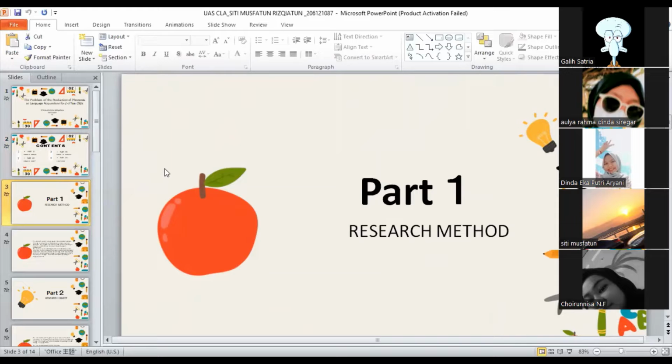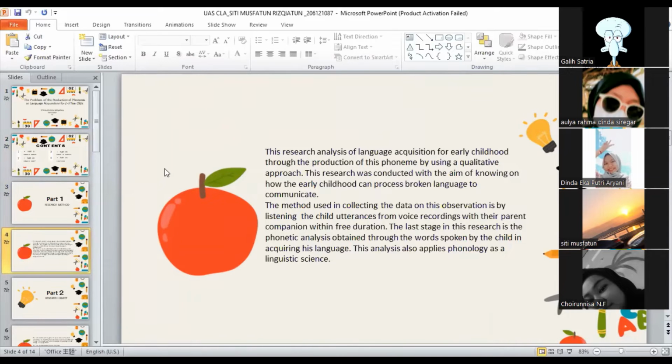The first topic is the research method. This research analyzes language acquisition in early childhood through the production of phonemes, using a qualitative approach. The research aims to learn how early childhood can process broken language to communicate. The method used to collect the data is by listening to the child's utterances from voice recordings with their parent's companion within pre-duration. The last stage in this research is the phonetic analysis of the words spoken by the child in acquiring his language. This analysis also applies phonology as a linguistic science. Next slide, please.